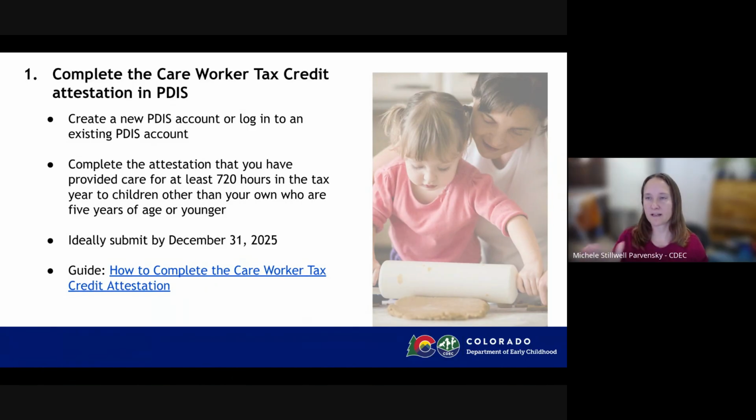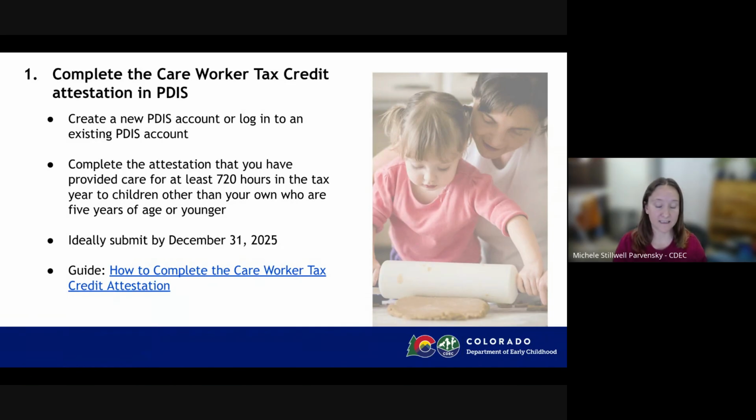Great. So then let me just dive in a little bit more on this attestation. So again, in terms of steps, one step is that you need to create a PDIS account if you don't have one. So that's particularly relevant for FFN providers or other informal care providers who may not be in PDIS already. So we have some resources that are already available, and we can share out the walk through of how to do that.